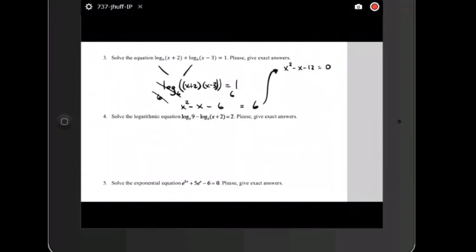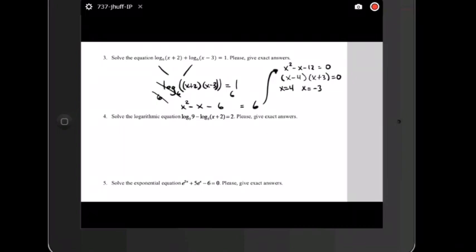Now there's nothing more than just a quadratic equation, which we have solved a lot of. We can solve it by factoring. And then we get x equals 4, and we get x equals -3.